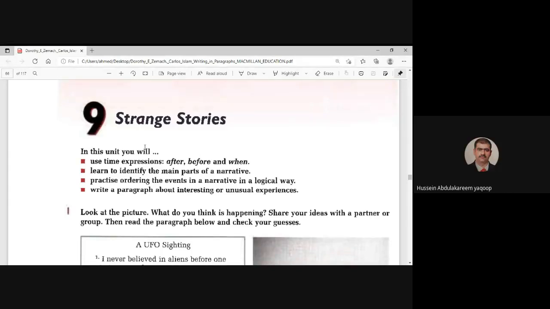Well, students, today we are going to cover the aspects and the points that are released in Unit 9, page 62, and the title of the unit is Strange Stories. Strange Stories. So what we are expected to learn and to know more about in this unit is to use some time expressions like after, before, and when.